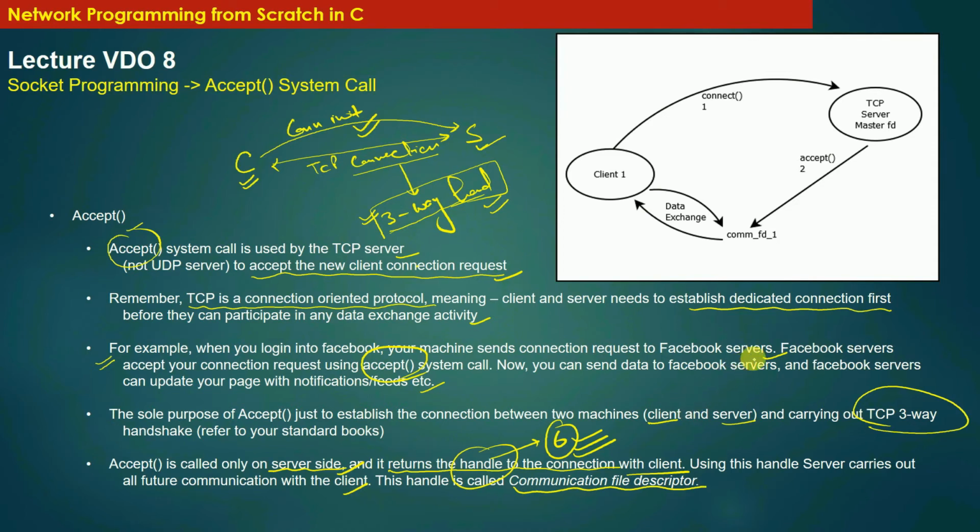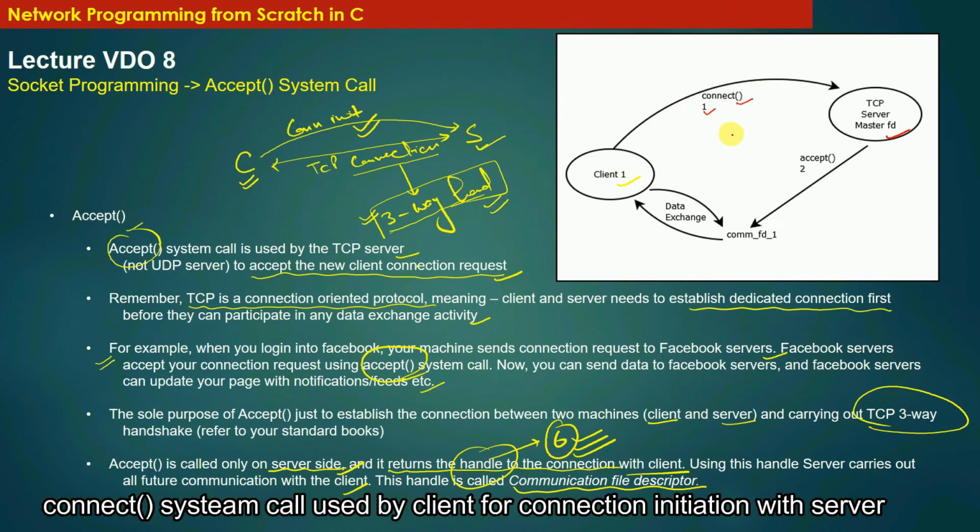So you can see in the diagram you have a client and the TCP server is running somewhere in the network. The first thing the client does is to send a connection initiation request to the TCP server. So this is step 1. Client sends the connection initiation request using connect system call. Therefore, connect system call is used only on the client side.